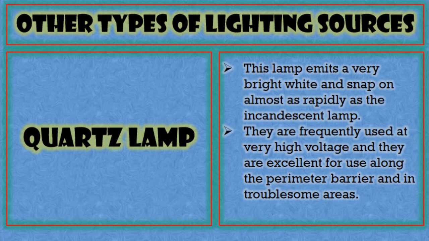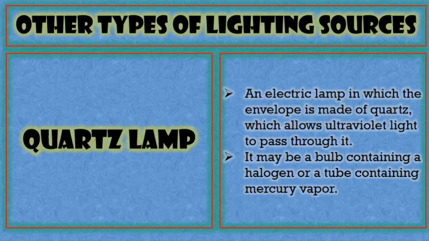So, yun, and snap on almost as rapidly as an incandescent lamp. So, yun lang ang pagkakaiba naman nito sa incandescent lamp. It creates, kasi parehas sila, they can produce light at an instant. Yun nga lang yung color rendition. So, white yung kulay naman ng quartz lamp, yellowish dun sa incandescent lamp.